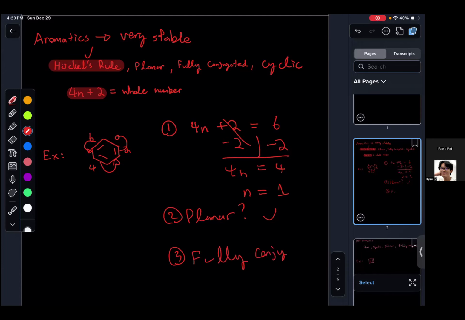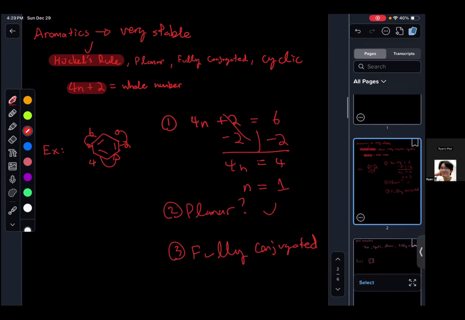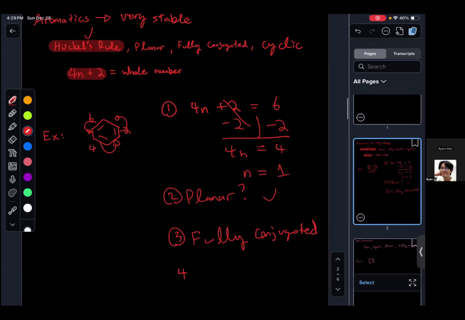For the most part, you can summarize this rule as: are all the carbons sp2 hybridized? If the answer is yes, then it's most likely fully conjugated. Cyclic: does it look like a Formula One race car track? Can I drive around in a circle around it? Then yes. If it was something along the lines of this, this is not cyclic.